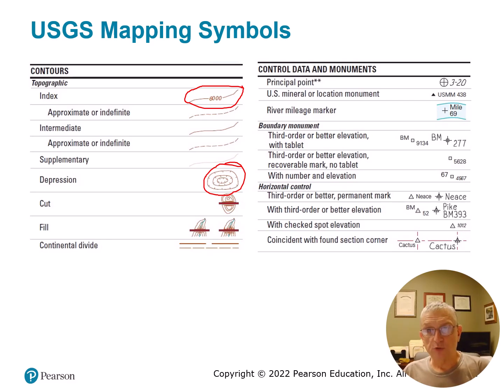Controlled data and monuments over on the right. This is how they will often, if in their process they're running across a third order or better elevation boundary monument, call it a benchmark and say it's at elevation 9134. Or this other symbol, they use different symbols over the years. They're just showing you here some of the symbols that you'll run into. A third order horizontal control is going to be a triangle with a dot. If it's got an elevation, then it's going to have an elevation next to it, probably a tick mark in the middle.